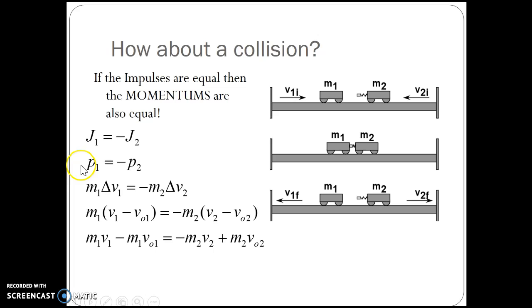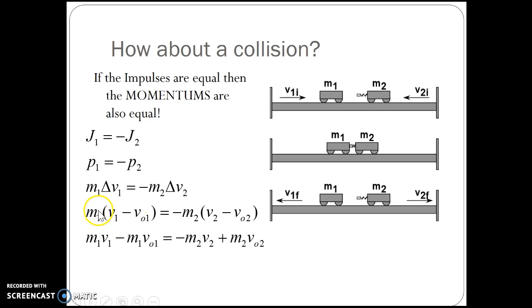It's also the change in momentum that is equal, just the delta sign's not here. So the change in momentum of object 1 equals the negative change in the momentum of object 2. I know that this delta V1 is really the final velocity of object 1 minus the initial velocity of object 1. I know this delta V2 is the final velocity of object 2 minus the initial velocity of object 2. So V1 and V2 are the final velocities of object 1 and object 2. V01 and V02 are the initial velocities of object 1 and object 2.